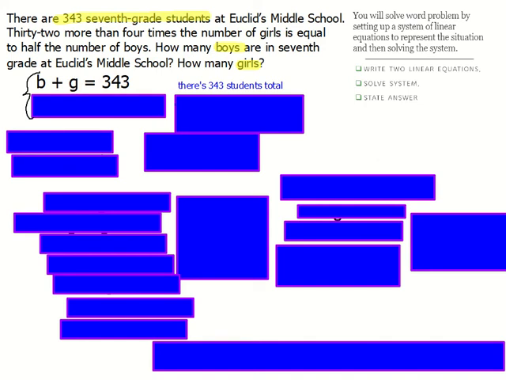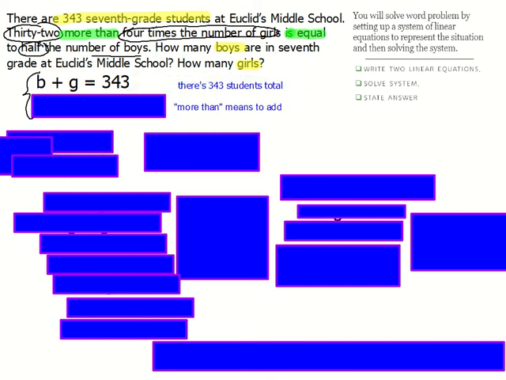Next, let's look at that second sentence. It says there's 32, more than means to add, and then you have 4 times the number of girls, and then you have is, so there's our is equal to, then you have half the number of boys. So I'm going to set this up like the following, and first just keep in mind more than means to just add.